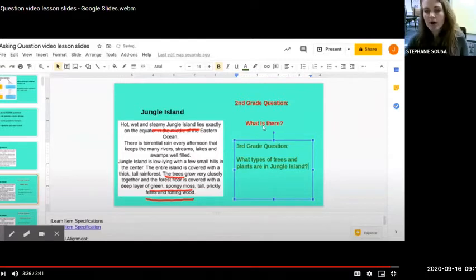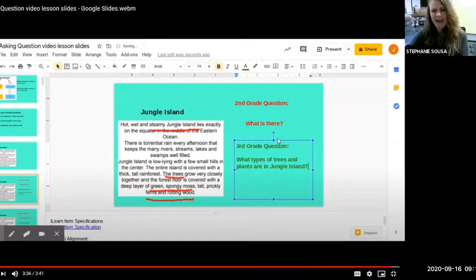It's time for our questions to begin to use words from the text to be more specific. So we see this text is called Jungle Island. So the words Jungle Island should be in our text if we're going to ask, what's on Jungle Island? What's there? Now, instead of just saying, what's there on Jungle Island? Mrs. Rinaldi showed us how this text was about trees, so she used that word inside of her question. What types of trees and plants are in Jungle Island?